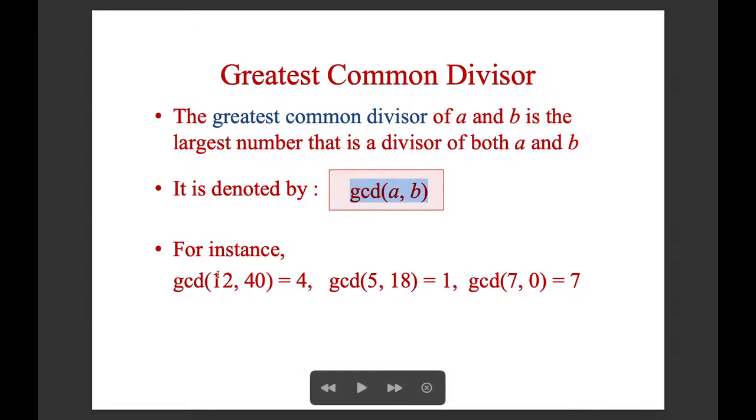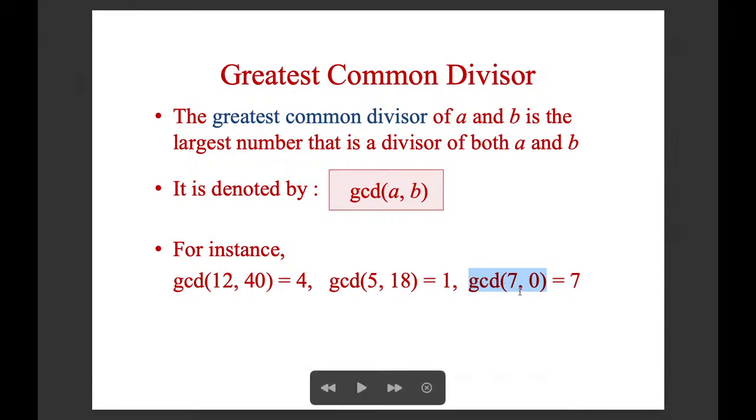So for example, GCD of 12 and 40 will be 4. GCD of 5 and 18 will be 1. And in such a case, they don't have any common divisor greater than 1, so we call them co-prime. So the prime factors of these are different. We will talk about the fundamental theorem of arithmetic later. But if these two numbers have no common divisor other than 1, then we call them co-prime or relatively prime.